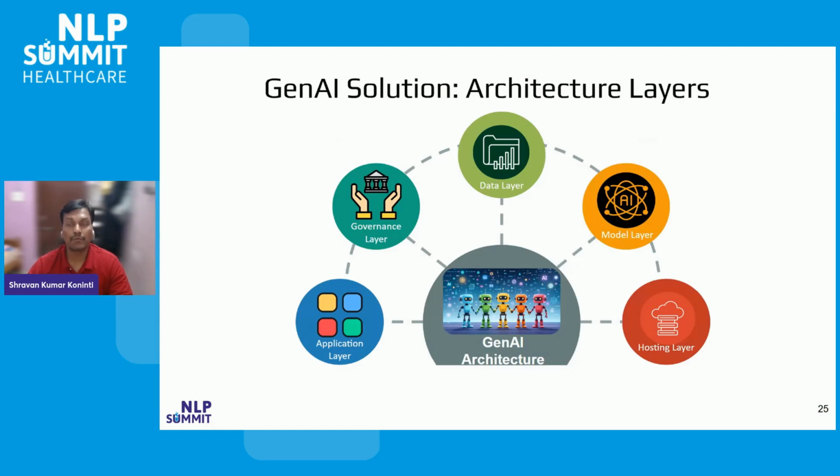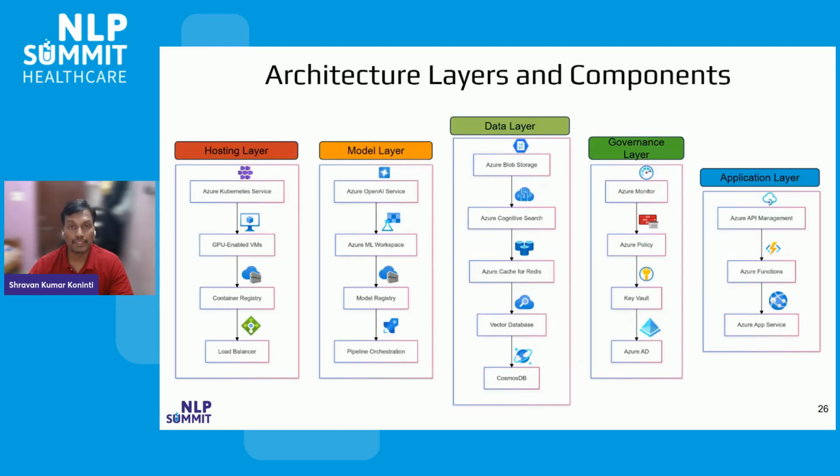So here is where I'm talking about the architecture layers. For developing generative AI solutions, I would say these are the 5 layers that are very, very important: the application layer, a governance layer, a data layer, a model layer, and a hosting layer. So all these layers combined will become a complete architecture for a generative AI solution. Now let's look at each layer and what components it has.